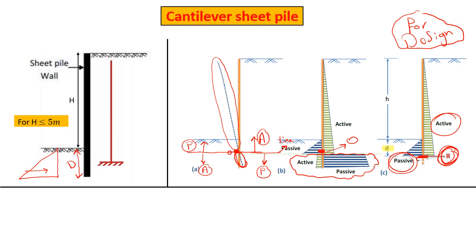You will be given your H, the depth of excavation. That's your problem. You have your excavation depth given, and then you will be required to calculate the penetration depth. Maybe in another complicated problem, you will be given the penetration depth D, and you will be required to get the maximum height of excavation that can be done in the field. So whatever, you will have only one unknown.